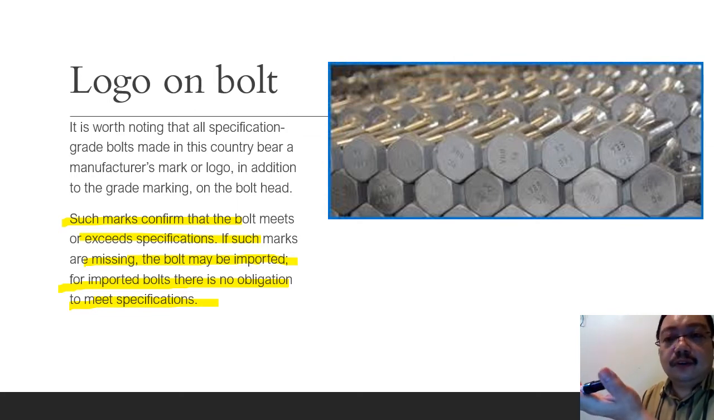However, if your structure is not that critical, you just want to do a minor repair of your house, not for critical need, buy any logo, no problem. Buy any bolt, no problem.